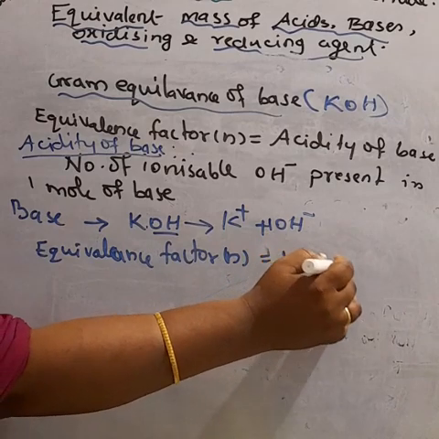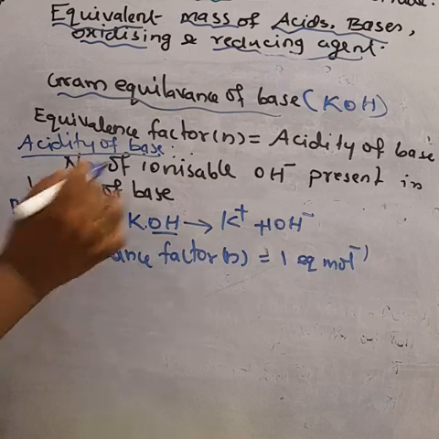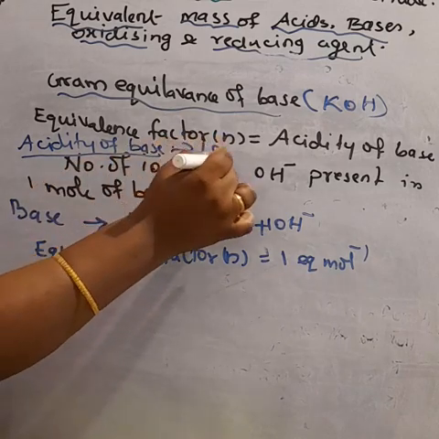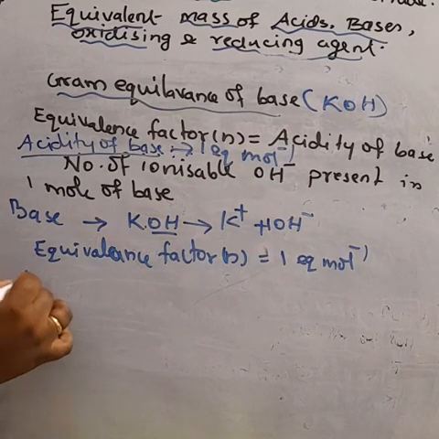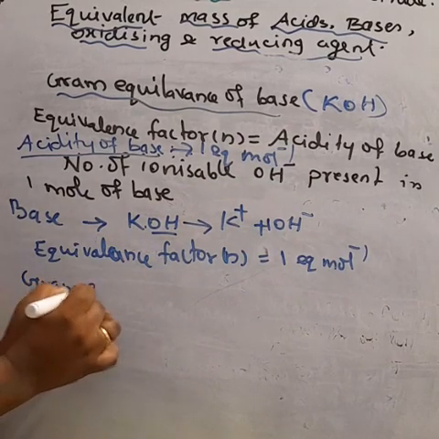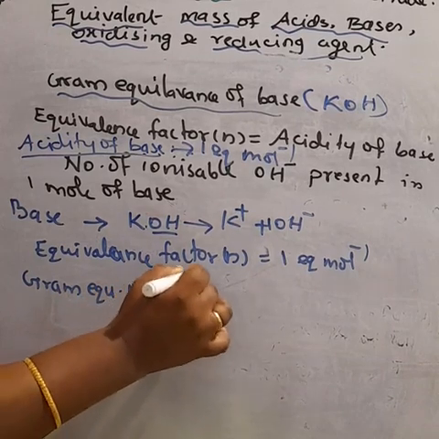Okay, acidity of base is 1 equivalent per mole. So what is the formula? Gram equivalent mass is equal to molar mass divided by equivalent factor. So here, molar mass divided by acidity of base. Okay, so what do you mean by molar mass? Molar mass means molecular mass.